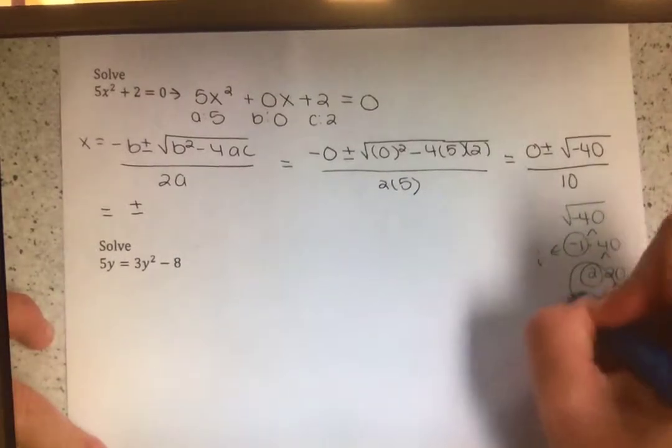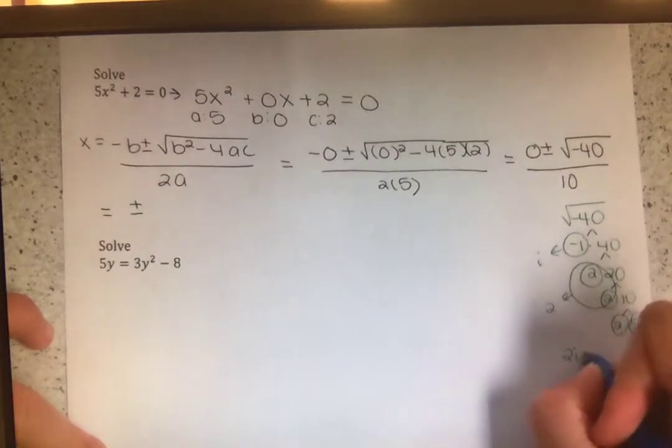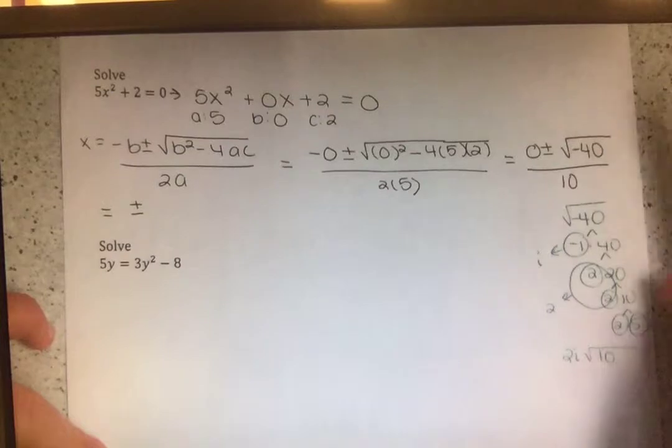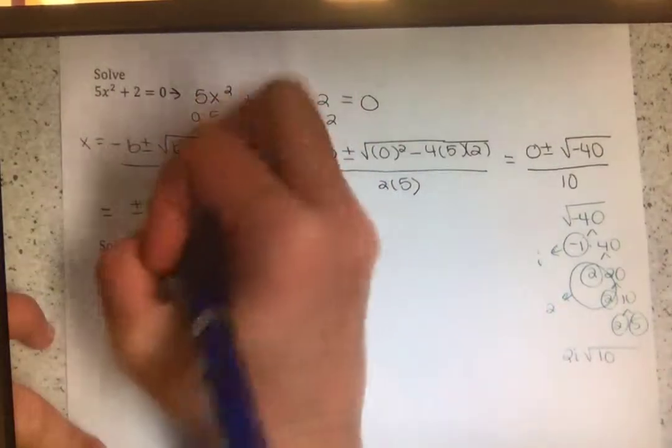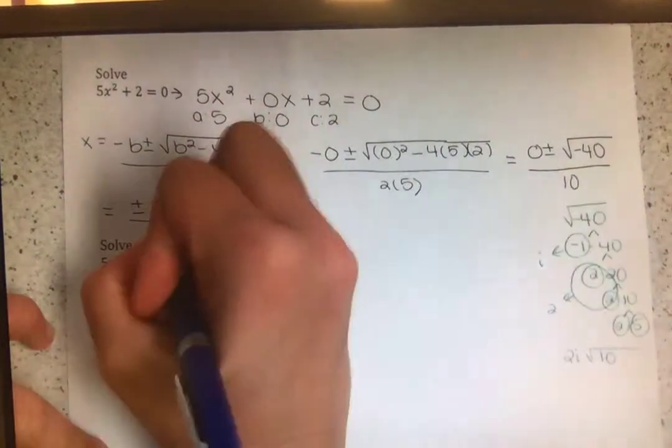These two 2's are coming out of the radical, and then the 2 and the 5 are left underneath the radical. So 2i coming out of the radical, 2 times 5 is left underneath the radical, which is 10. So plus or minus 2i square root of 10 all over 10.